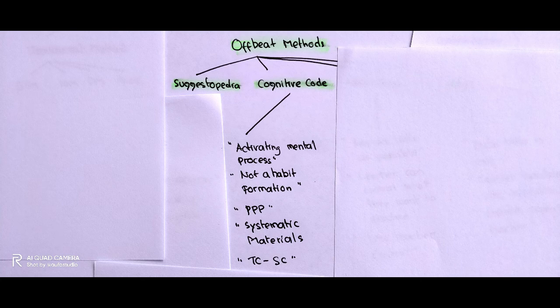The second method is the cognitive method. In the cognitive method, it's about activating mental processes. So in the cognitive method, the student is triggered and filled with some cognitive knowledge. Then later, students are asked to practice and produce by themselves.